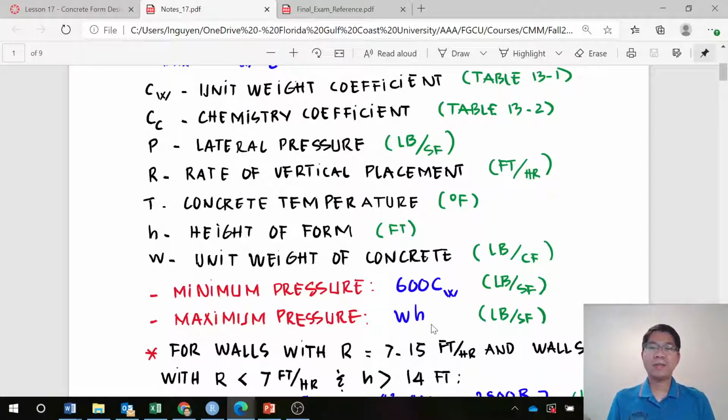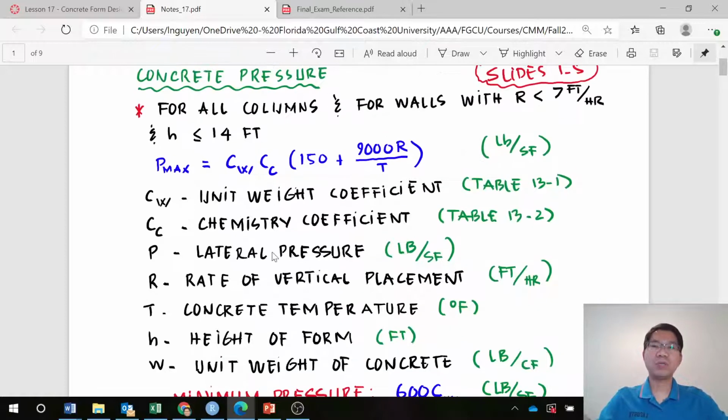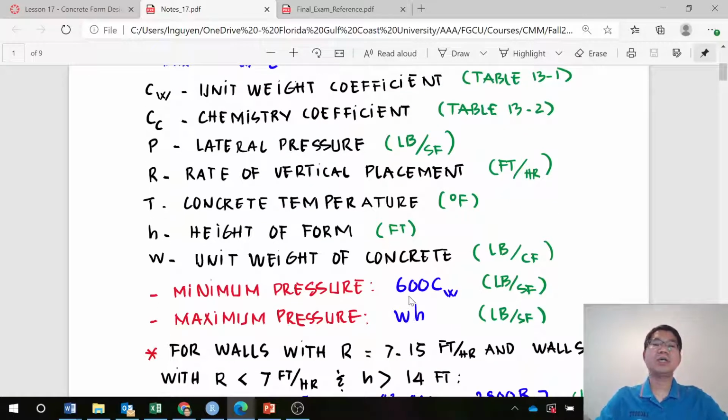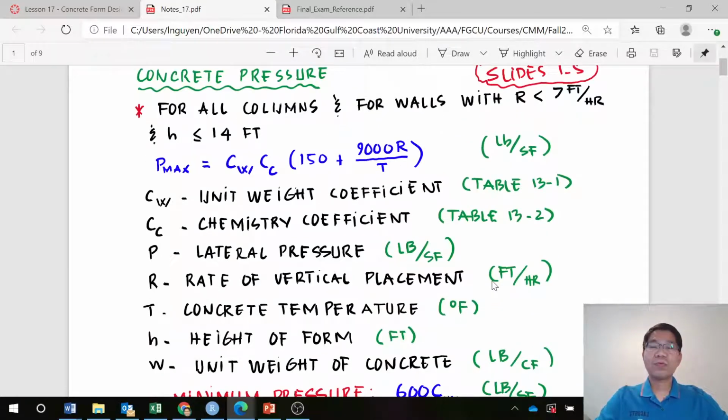So what does that mean? Pmax in that equation cannot exceed WH, because the concrete before it sets is fluid, but it's not 100% fluid. It's semi-fluid. So it should not get that maximum pressure WH. At most, if totally fluid, then it is WH. So whatever equation you determine, it has to be less than WH, and the minimum 600 CW. And that equation applies for all columns and for walls with a rate less than 7 feet per hour and the height less than 14 feet.